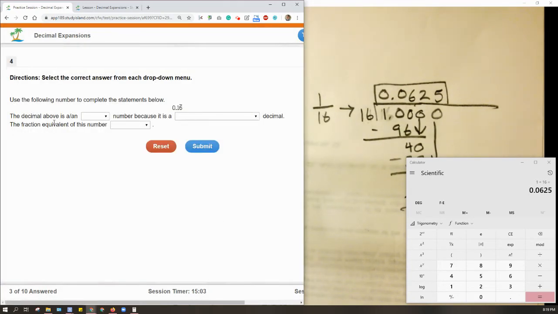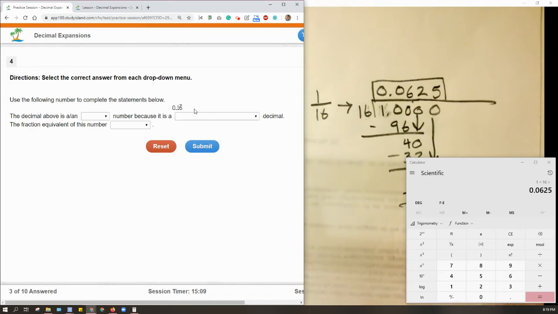Let's do another. Use the following number to complete the statements below. We got 0.16 repeating. I just told you what this was a few problems ago. The decimal above is a what? It is rational or irrational. Any repeating decimal is rational, okay? It's a rational number because it is a repeating decimal. Any repeating decimal is rational. That little line says it's repeating.